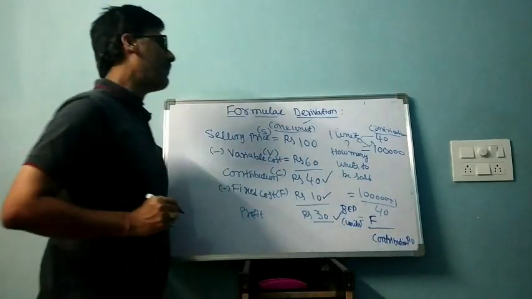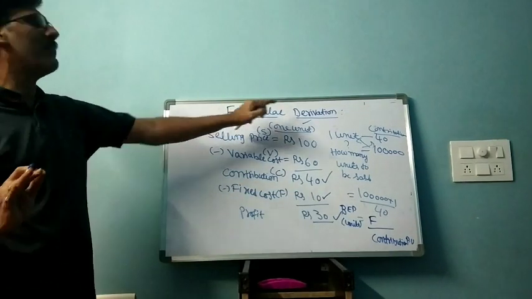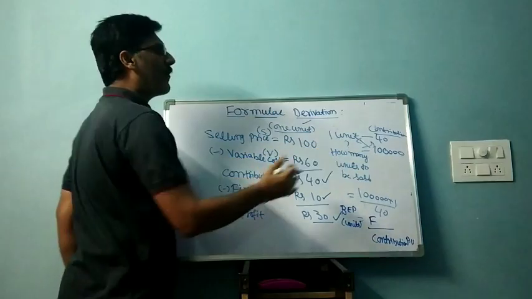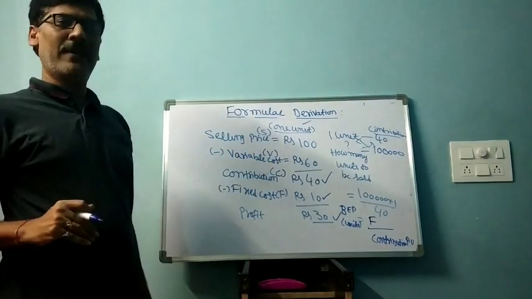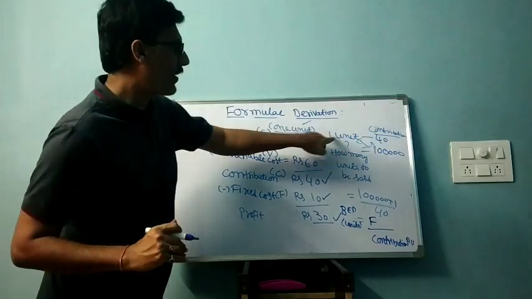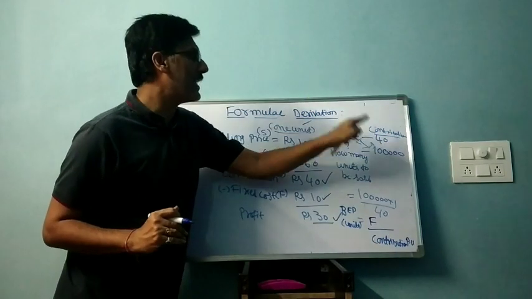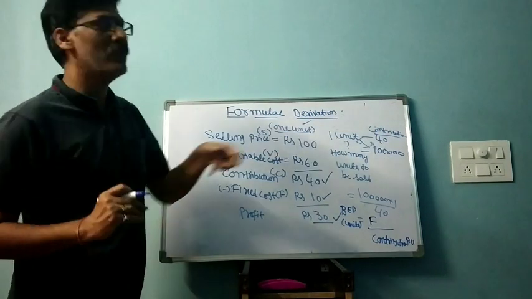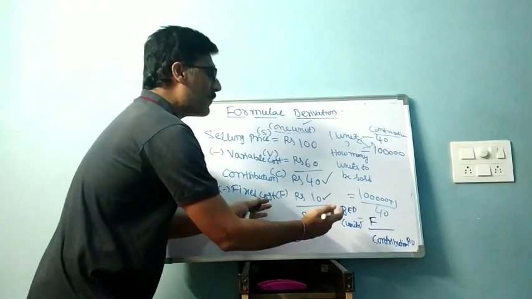Understood how to derive the formula for break-even point? No need to remember any formula in marginal costing. You can just derive the formulas with the help of a small example. I think it is clear. For 1 unit, 40 rupees contribution. For getting 1 lakh contribution, how many units to be sold? This is the break-even point.